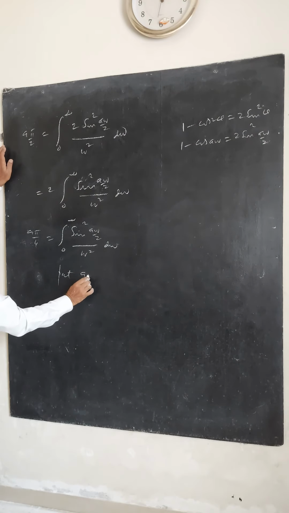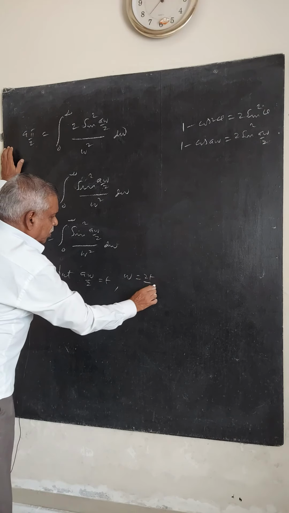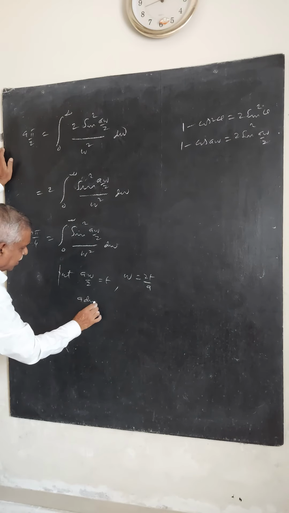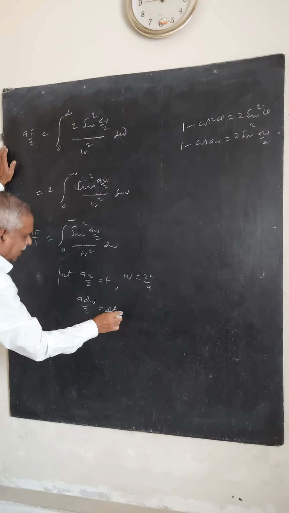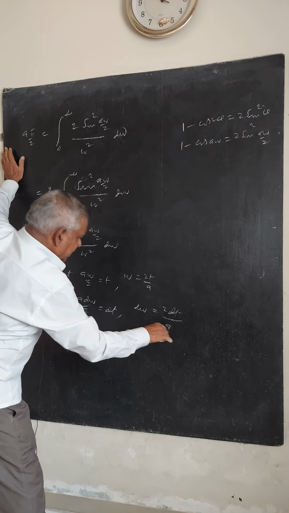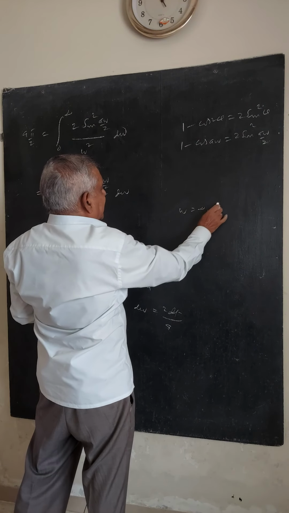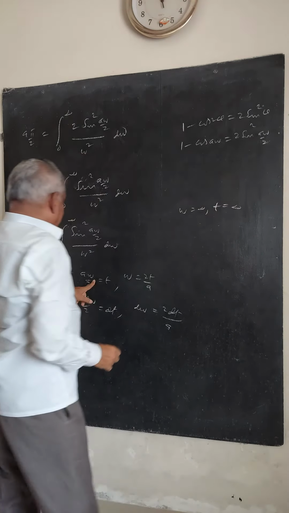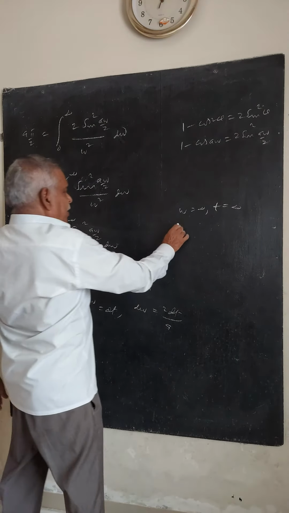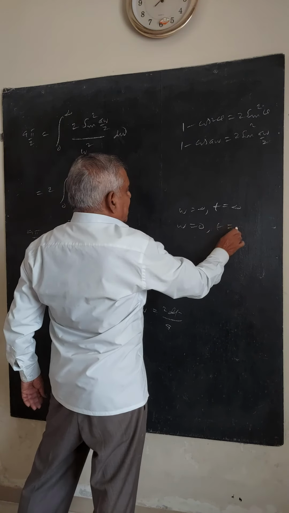Put a omega by 2 equal to t. Omega equal to 2t by a. Omega and t are variables; a is constant. a d omega by 2 equal to dt. D omega equal to 2 dt by a. Limits unchanged. When omega equal to infinity, t also infinity. When omega is 0, the lower limit, t also 0. Limits unchanged.